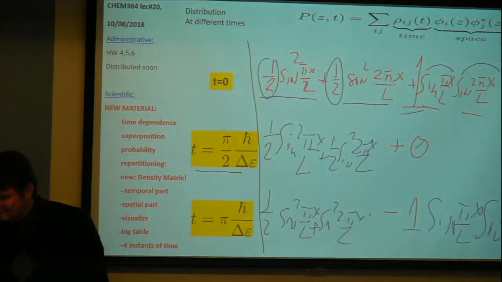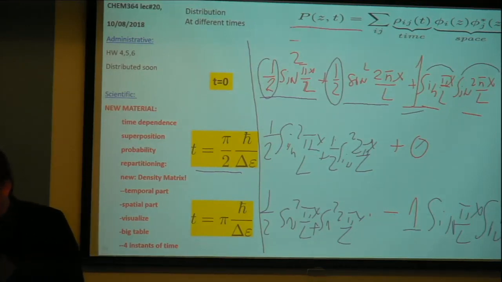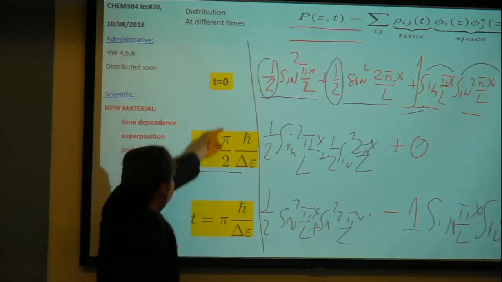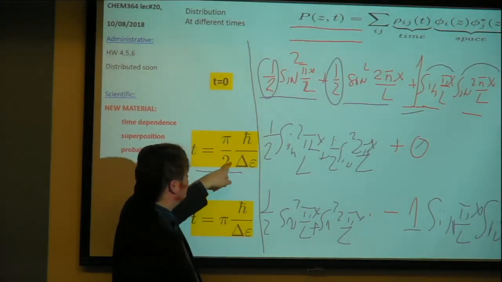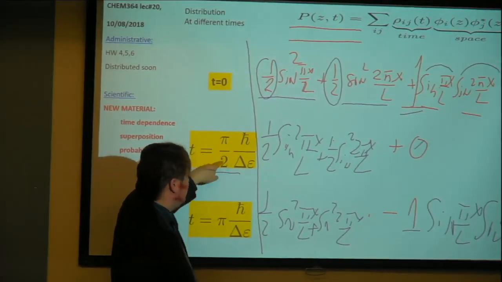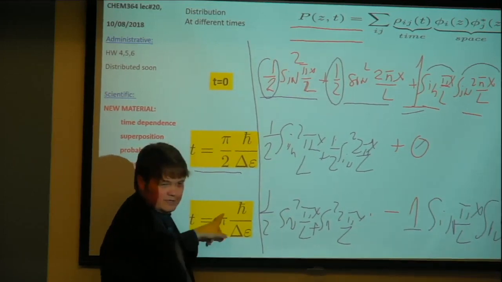Now I am writing down the answer in three cases. For time equals 0, for time corresponding to phase pi over 2, and for time corresponding to phase pi.